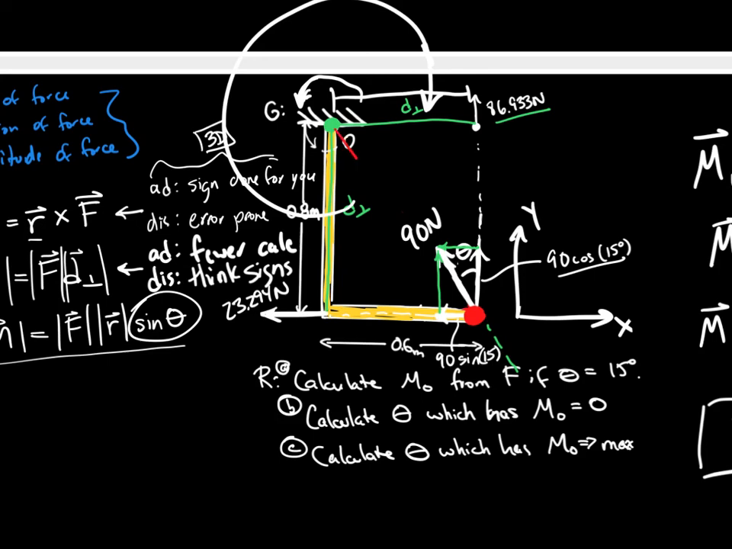So this is R, if you remember correctly, and it looks like that. R always starts at the thing we're taking the moment around. That's the tail, and then the tip is somewhere on the line of that force. You'll note that there's an angle between those two things. The angle is right here, which I'll call alpha, because we already have a theta on the drawing.